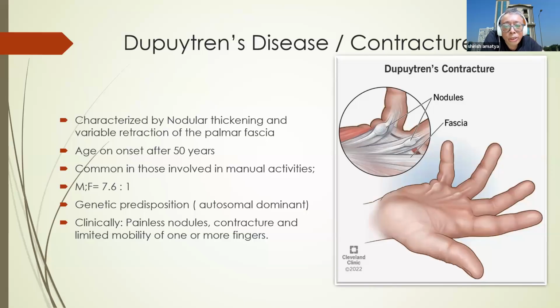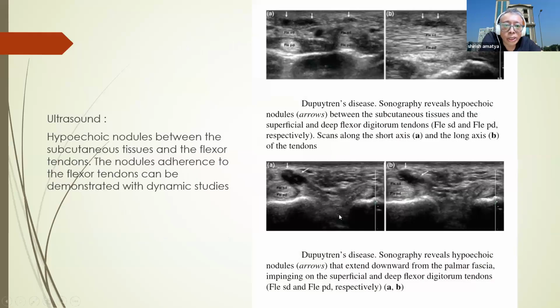The patient usually presents with a painless nodule and contracture as well as limited mobility of the finger. So the finger will be flexed and it cannot be extended. This is the ultrasound picture of the Dupuytren contracture in the short axis as well as the long axis. On the upper side of the picture, you can see the hypoechoic structure over the flexor tendon. So this hypoechoic nodule between the subcutaneous tissue and the flexor tendon is a Dupuytren nodule.